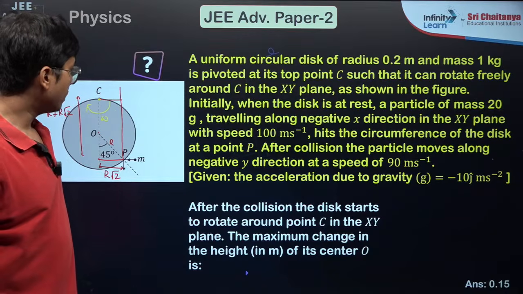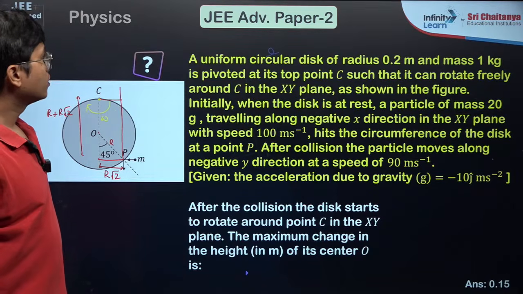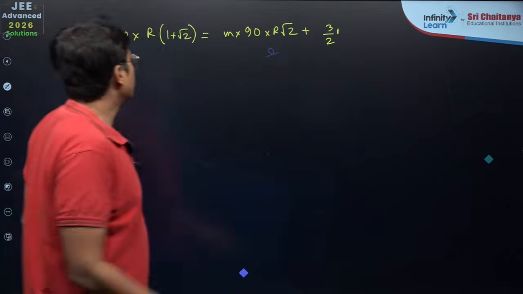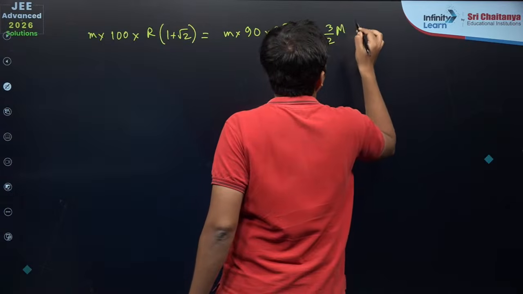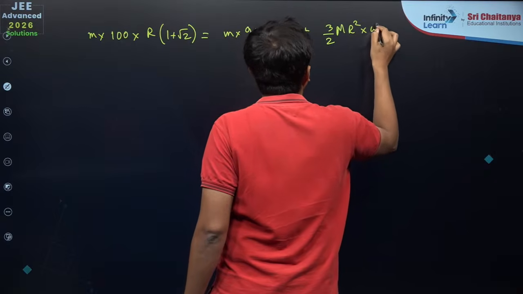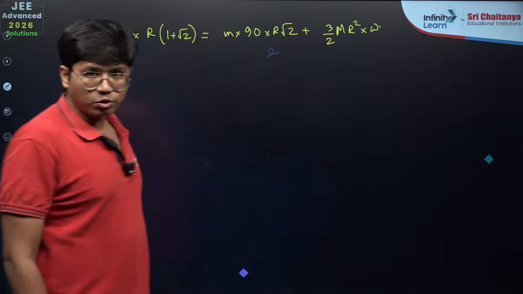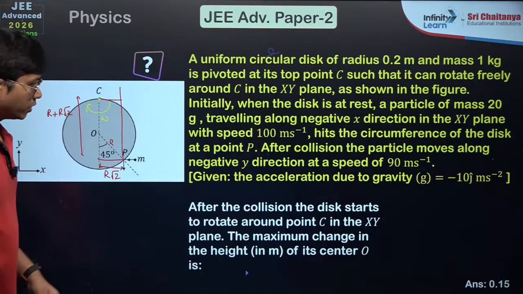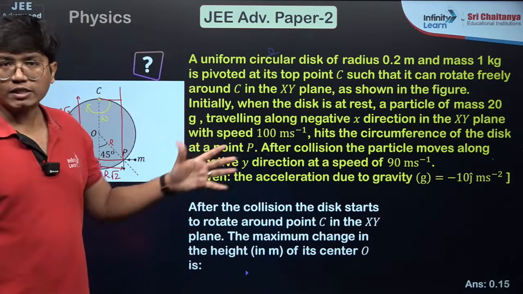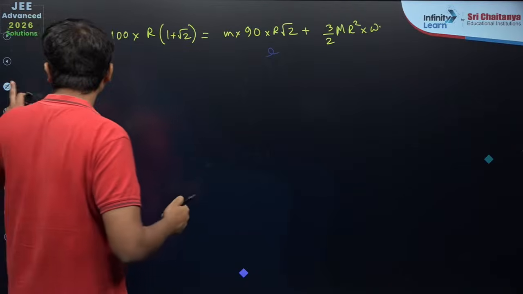We'll call it capital M. The disk, which can rotate, has a mass given as 20 grams. I'll call it capital M, since it's not the same mass. So it is M r square multiplied with omega. Now you can plug the values in. Again, I'm not going into detailed calculation here. You can solve for the omega.